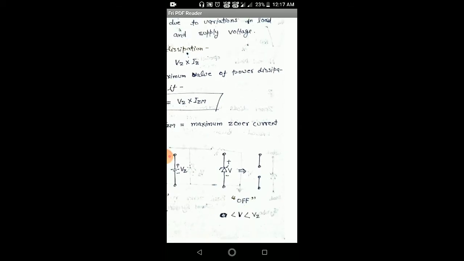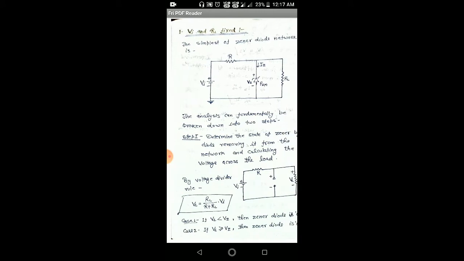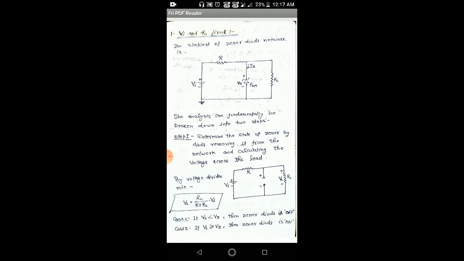Now here are some cases in which the Zener diode works as a regulator. There are different cases: first, when the supply voltage and load resistor are both fixed. Second, when the supply voltage is fixed and the load resistor is changed. And third, when the supply voltage is changed and the load resistor is fixed. So there are 3 cases that arise. First we will discuss when Vi and RL are fixed, meaning the supply voltage and load resistor are both fixed.